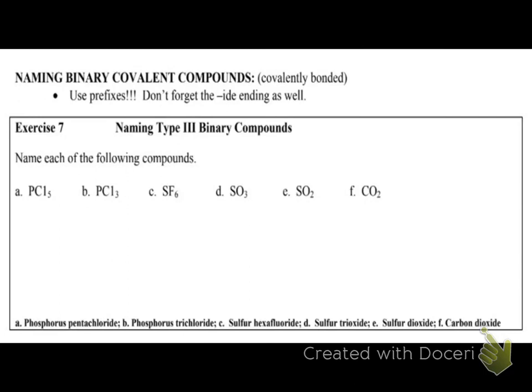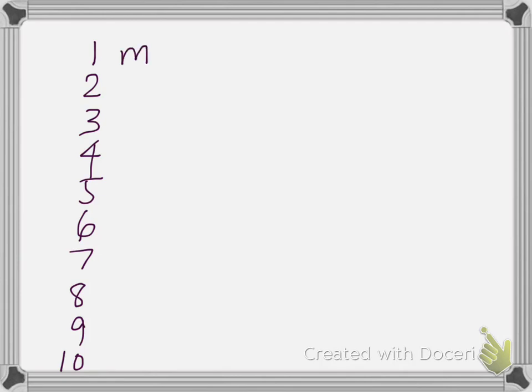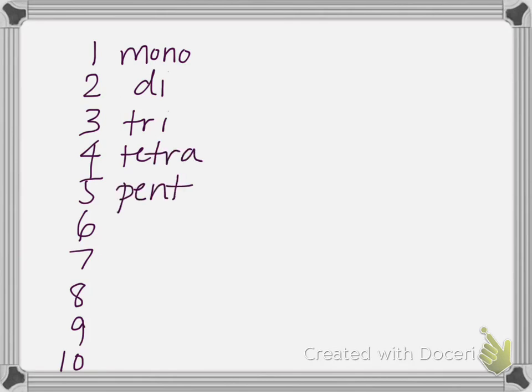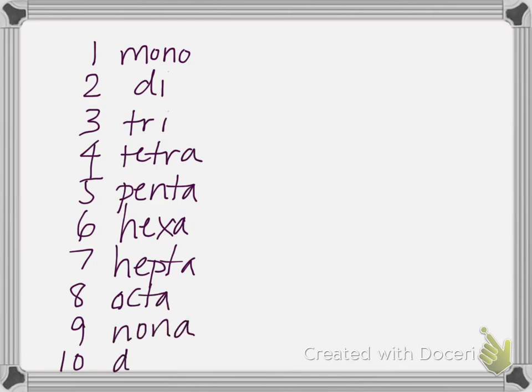So now we're going to do covalent compounds. Before we do covalent, the metallic ones don't have a name, like bronze and brass, because they're alloys. Let's remind ourselves, what are the prefixes for these numbers? 1, mono. Tetra. Hexa.